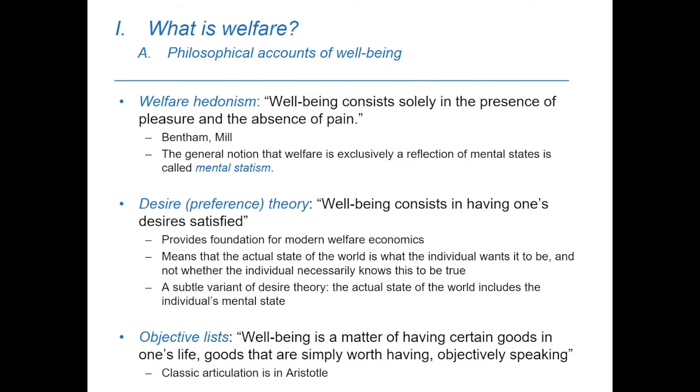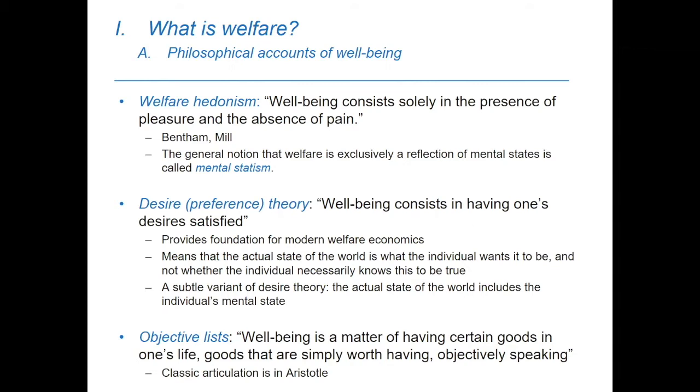Now, there is a subtle variant of desire theory, which holds that the actual state of the world includes the individual's mental state. So if my desires only pertain to my own mental states, the desire theoretic approach would actually coincide with welfare hedonism. The final category of approaches is known as objective list theories.